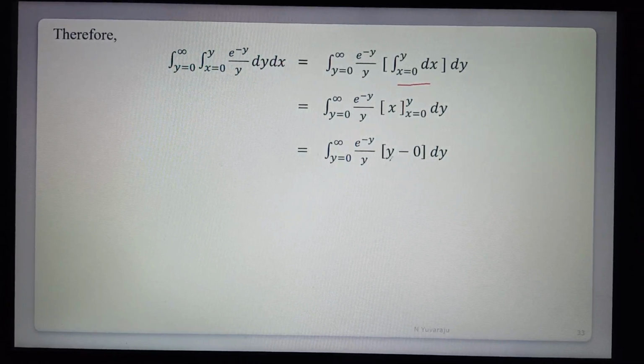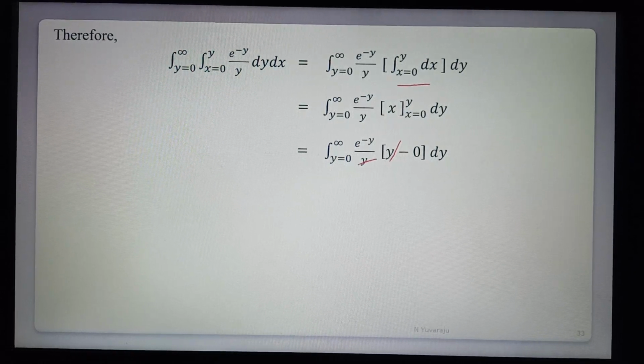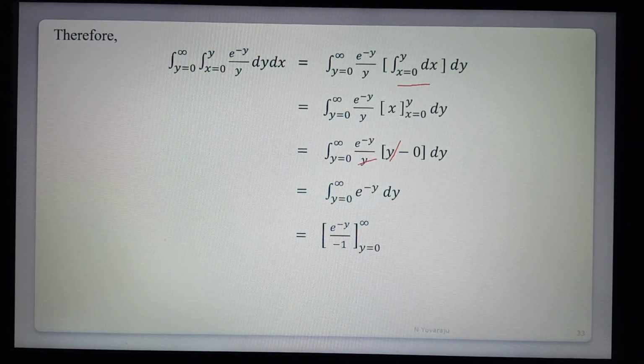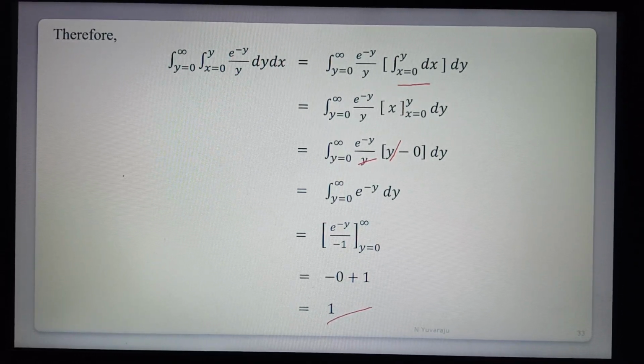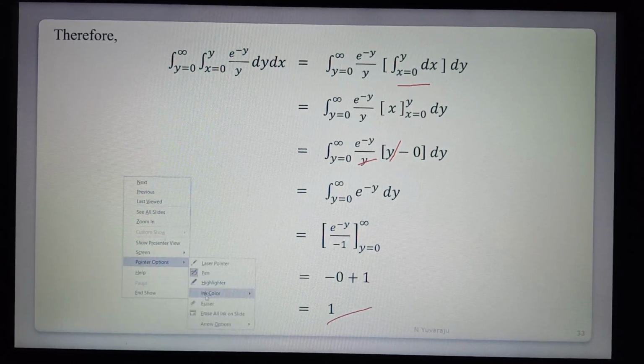So this y is cancelled, so integration of e power minus y into dy, that is equal to integration of e power minus y by minus 1, y coefficient 1, y limit 0 to infinite. First the upper limit, e power minus infinite minus 0, plus e power 0 which is 1, that is equal to 1. This is the required value of the given integration after changing the order of integration.